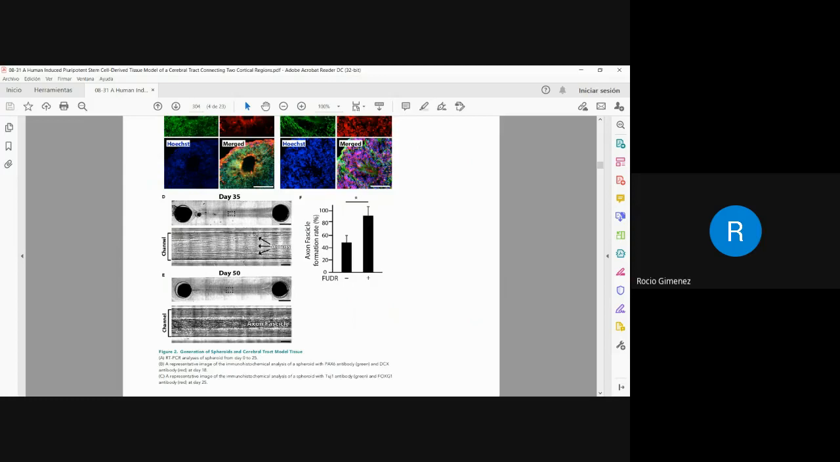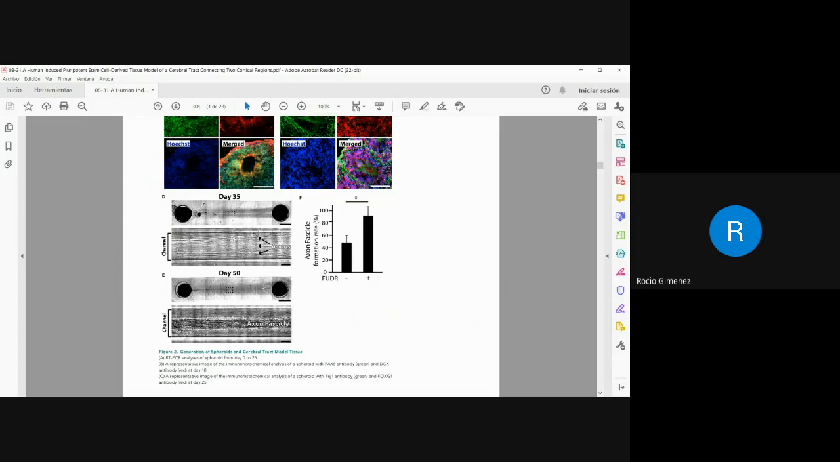When spheroids were placed on a culture surface without the culture device, the spheroids failed to form a single fascicle of axons between them and instead extended axons in all directions. So they employed the strategy of providing only spatial instructions to generate this cerebral tract model tissue.